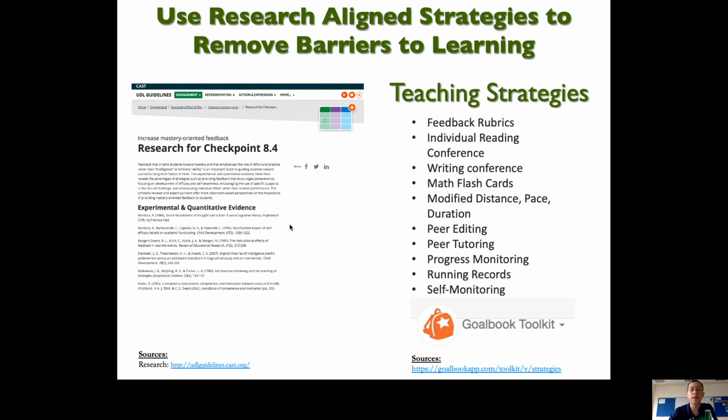So here is the second to last slide. We're about to wrap up. Here is an example of the research that goes with this. So our checkpoint 8.4, this is about mastery-oriented feedback. This is again from the CAST Institute. They give you a summary of the research. This is one paragraph, which really helps you understand the importance of mastery-oriented feedback. And they give you the citations for the seminal articles that go along with it.